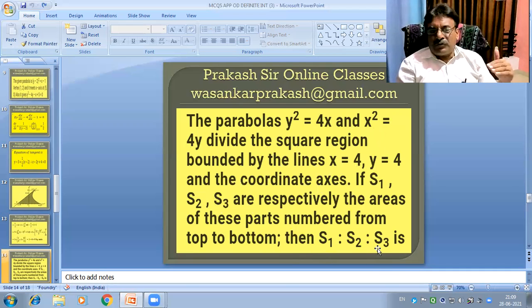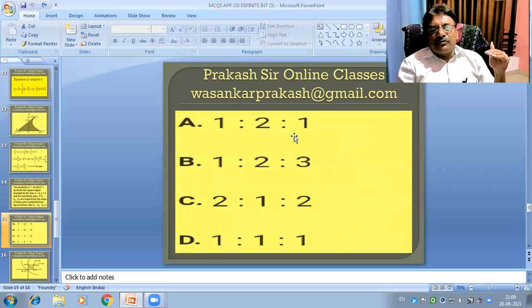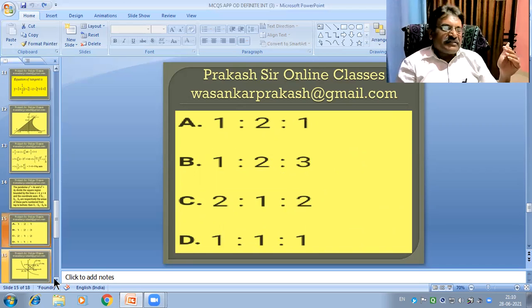We find the ratio of the areas. S1 is to S2 is to S3 is: option A, 1 is to 2 is to 1. Option B, 1 is to 2 is to 3. Option C, 2 is to 1 is to 2. Option D, 1 is to 1 is to 1. But first we find this area. So first we draw the parabolas.